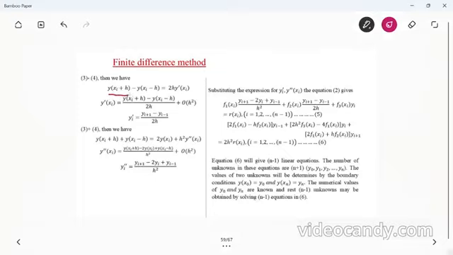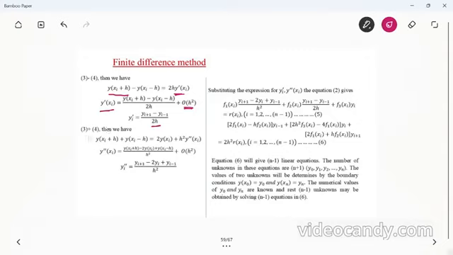When we subtract, y(xi plus h) minus y(xi minus h) equals 2h y dash(xi). So from here we can calculate y dash(xi), that means the first order derivative, equals y of xi plus h minus y of xi minus h by 2h, plus order of h square. So yi dash equals yi plus 1 minus yi minus 1 by 2h.